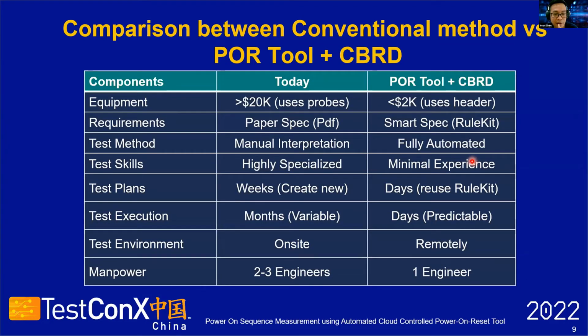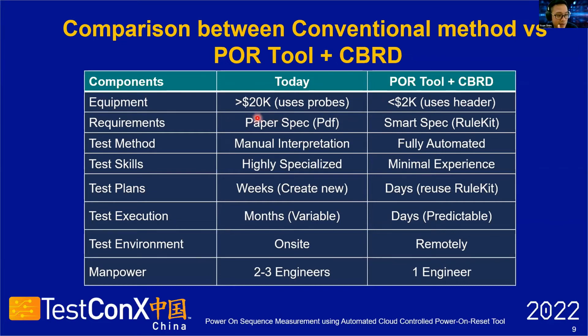In this page, we would like to summarize the comparison between the conventional method versus the remote power on research tool. As you can see from this table, it's a hard cost saving of around $18K for each setup. If the user goes with the remote power on research tool, it only costs less than $2,000. But if using maybe an oscilloscope, it can cost more than $20,000, even more. So this is really the cost saving if you use this power on research tool.